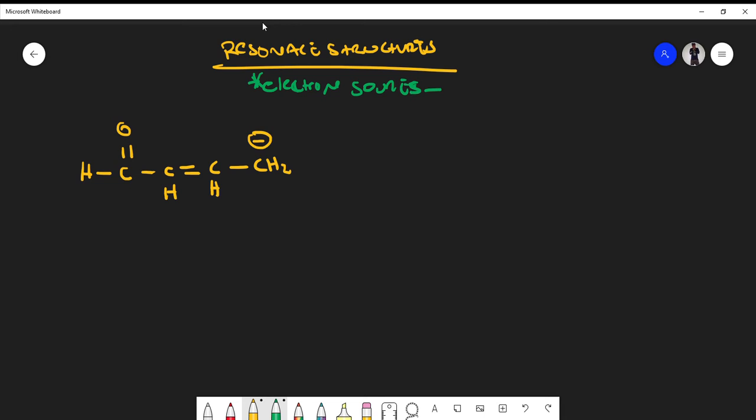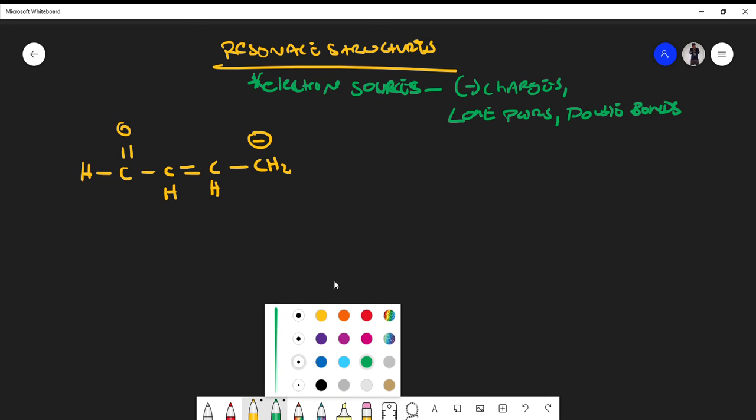The reason why you need to know the electron sources is that these are the places that you usually start off moving electrons from. These are places that have negative charges. These are also places that have lone pairs and double bonds. Triple bonds, again, are included in this as well. So triple bonds, double bonds, but these are usually the three most common places that serve as electron sources.